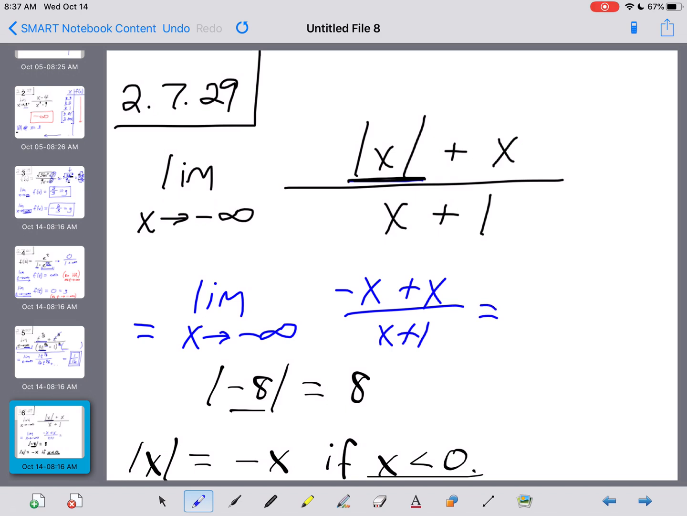Well, that's going to end up giving us a 0 in the numerator. And down in the denominator, negative infinity plus 1. Again, you guys, this is symbolic and not literal, but that is approaching a value of negative infinity. So 0 divided by any non-zero number is going to end up giving us an answer of 0 for problem number 29.